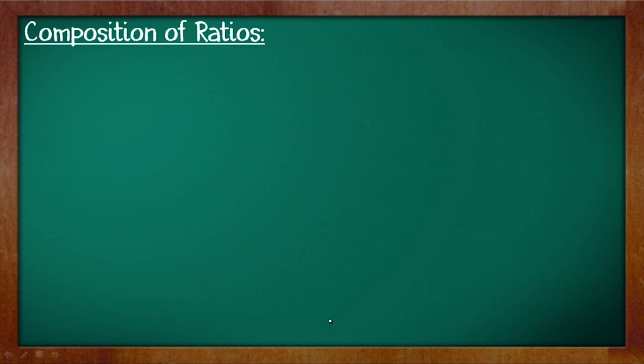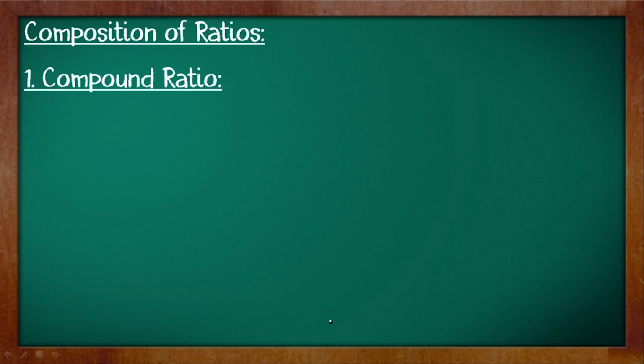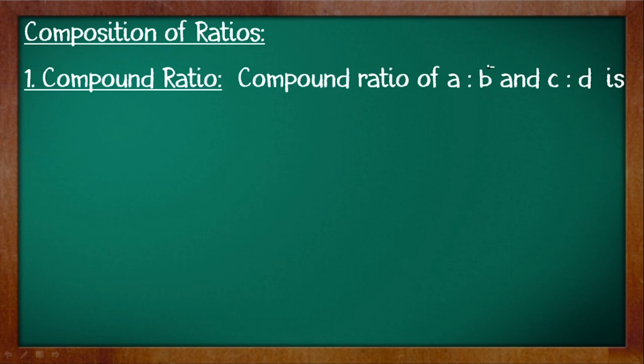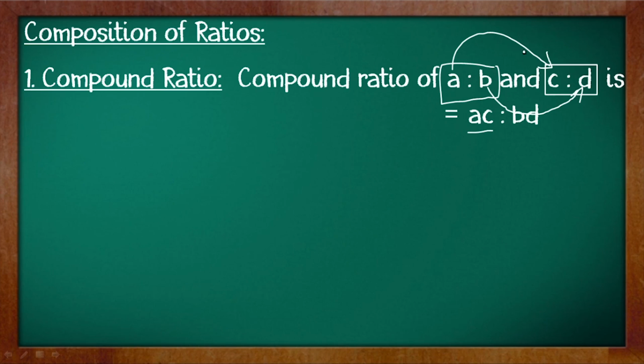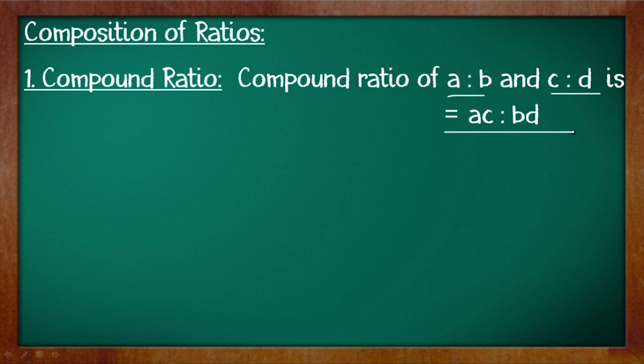Okay, so now let's see composition of ratios, when there are 2 ratios. First is compound ratio. How do we find compound ratio? There is one ratio, A is to B, and the other ratio is C is to D. So we need to find the compound ratio of these 2 ratios. What we do is we just multiply the antecedents and we just multiply the consequents. The first part is multiplied with the first part, the second part is multiplied with the second part. That's it. So what do we get? A into C is AC, B into D is BD. So this is the compound ratio of these 2 ratios, A is to B and C is to D.